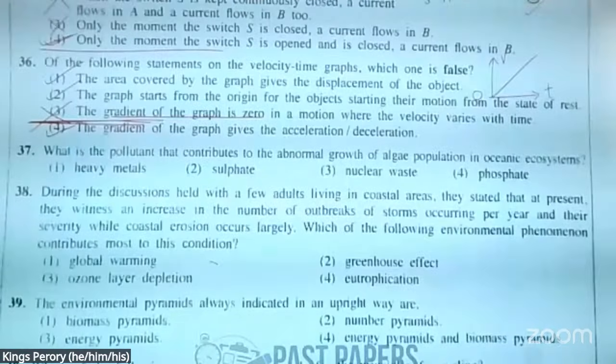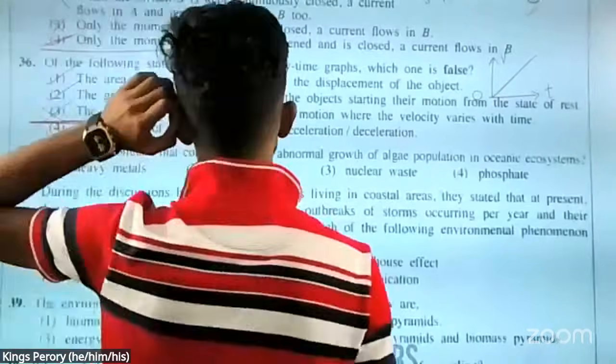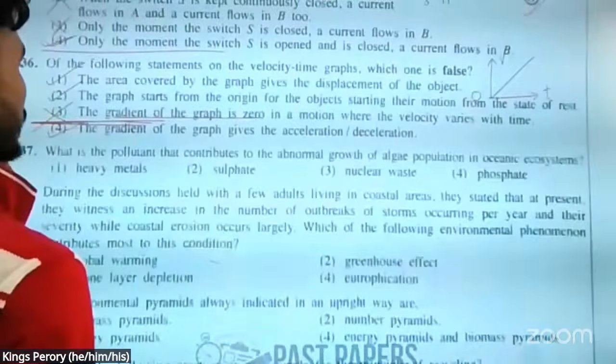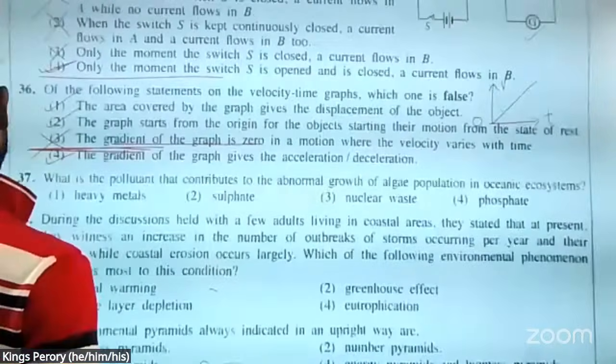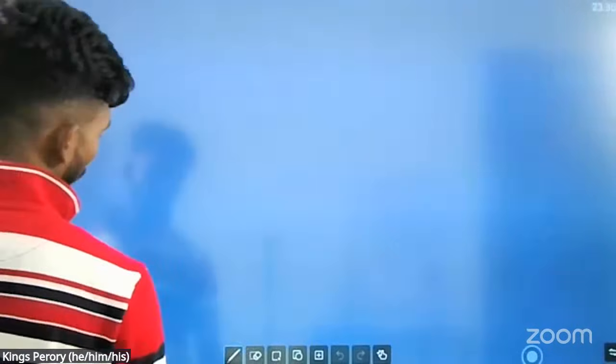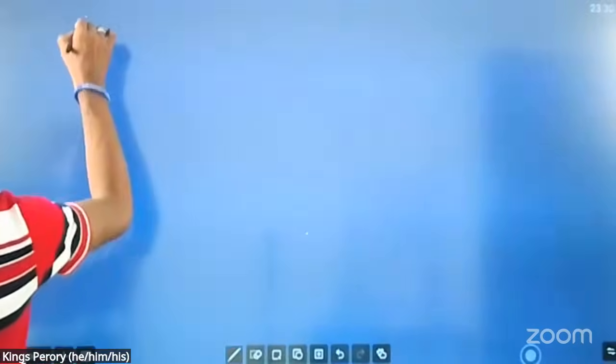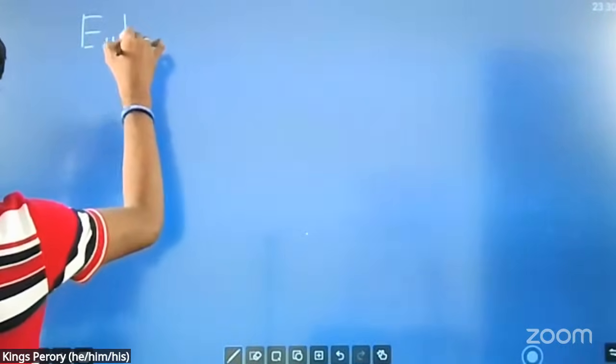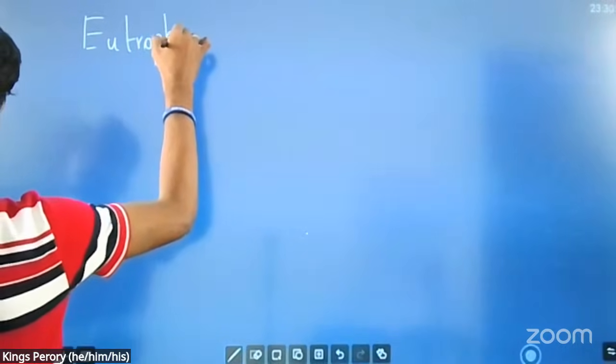37. What is the pollutant that contributes to abnormal growth of algae population? They are talking about eutrophication. Eutrophication.